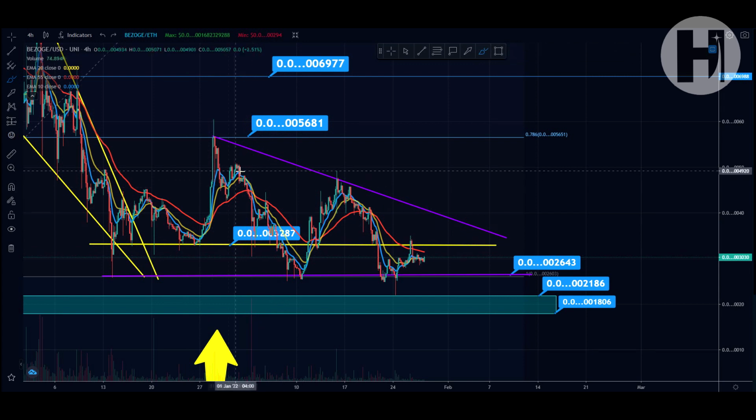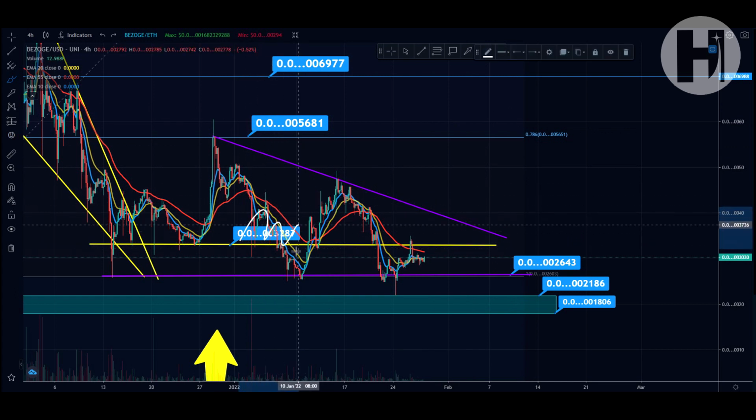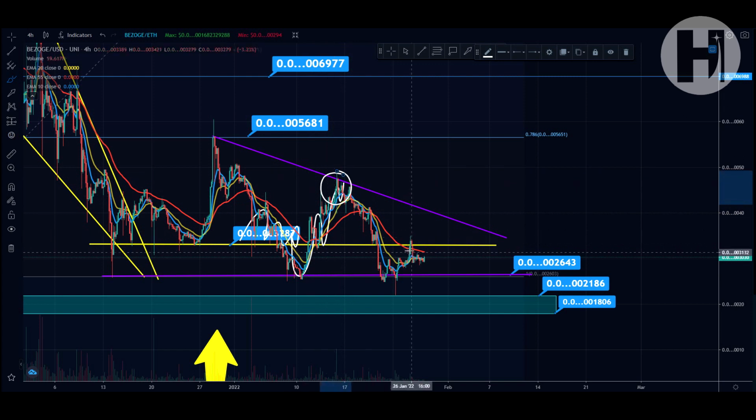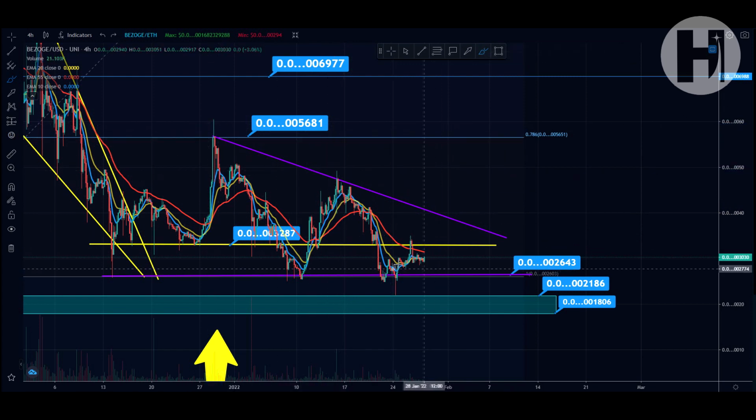As you can see, I think the last time we had a video on Bezoge, we were somewhere over here, right? And I did give you this yellow trend line. We bounced off of the trend line multiple times, broke below it, went above it, back tested as support, got a rejection over here from this purple resistance trend line. So we are in a descending triangle, right?